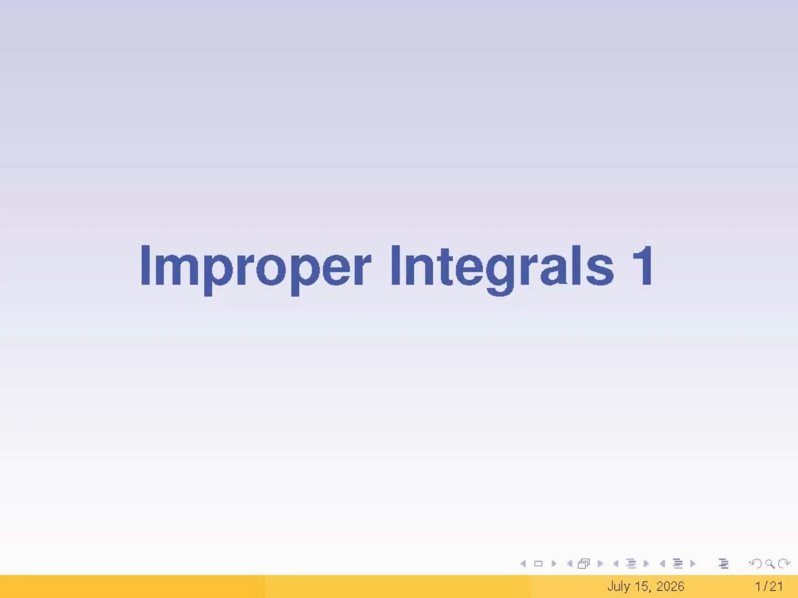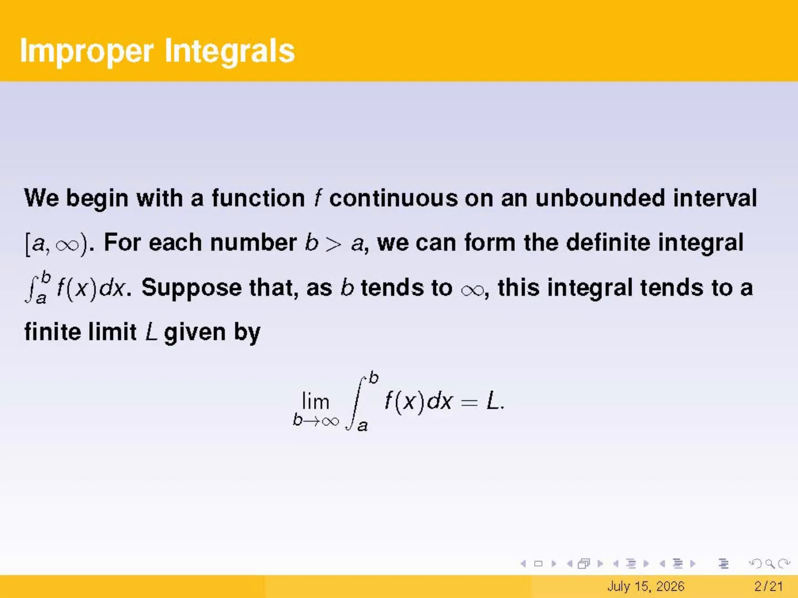We're going to talk about improper integrals. This is when the upper limit of the integral is positive infinity, or the lower limit goes all the way down to negative infinity. Let's assume we have a function f that is continuous on an interval that is unbounded from above, specifically from a real number a to positive infinity.